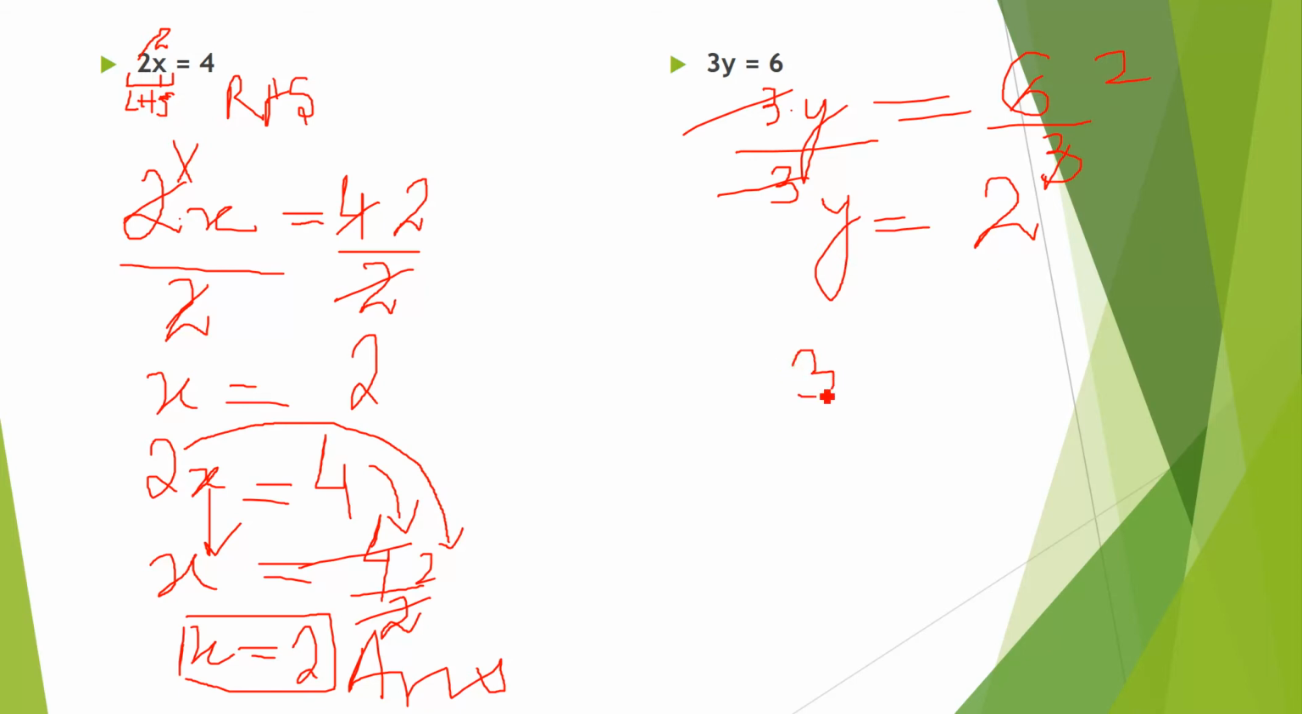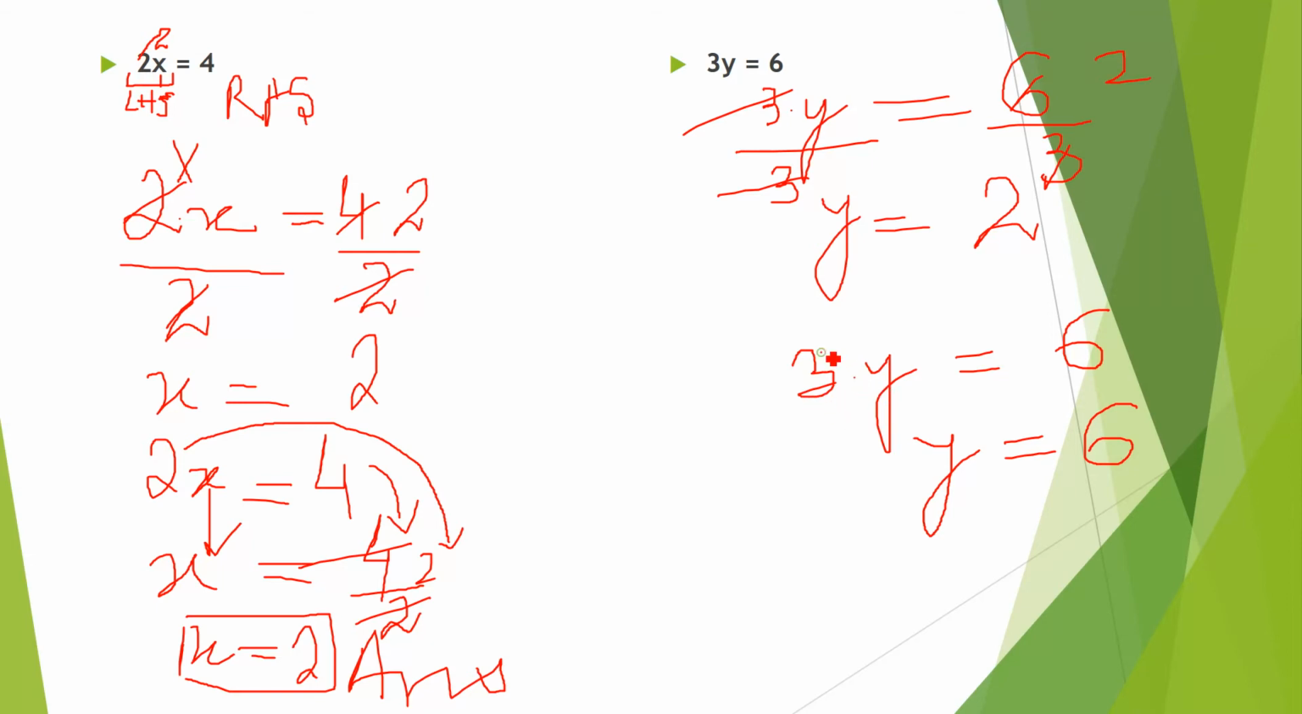The second method is 3y is equal to 6, and you want the value of y. So write down only y here and write down whatever you have on the right hand side. Then what is remaining? 3. Find out what is the relationship between 3 and y.